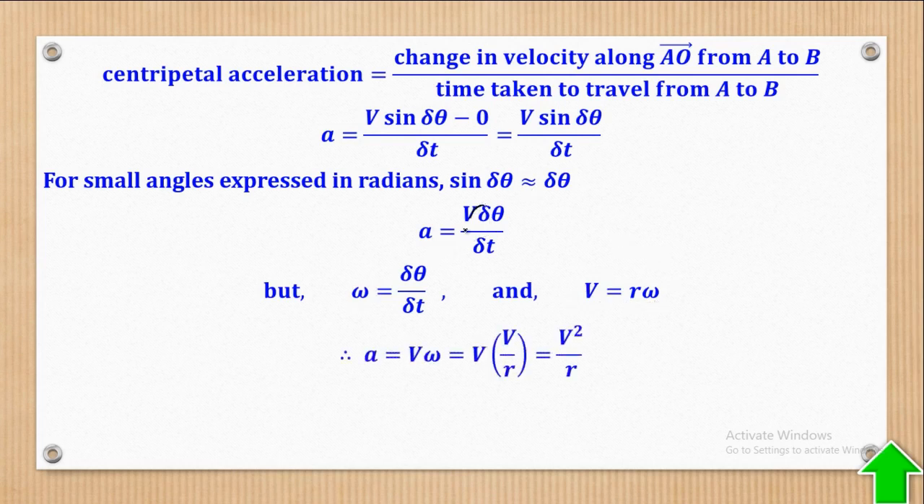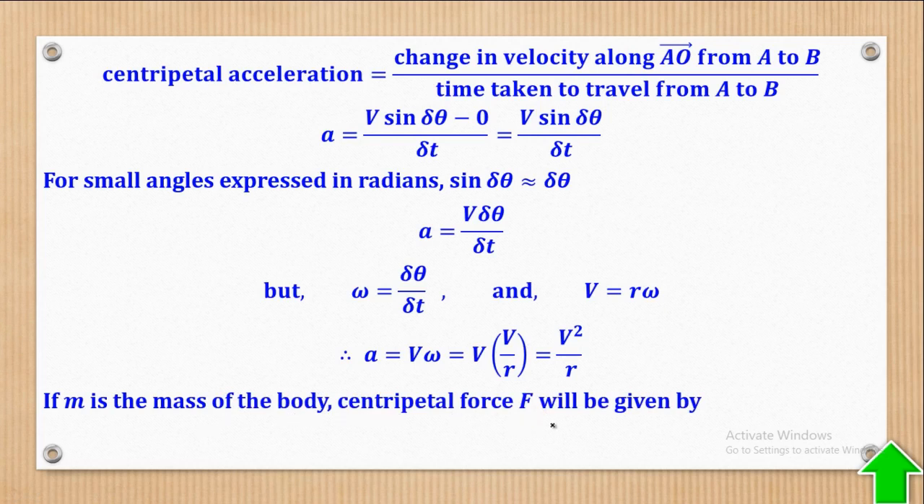Where there is this, it will be replaced by omega. Then after that we shall replace this omega with this, because we know that omega is equal to v over r, so we come up with v times v over r, which gives you v squared over r. Now if m is the mass of the body, centripetal force F will be given by F equal to ma, but a is already got as this, therefore F will be mv squared over r, and basically that is what they wanted.